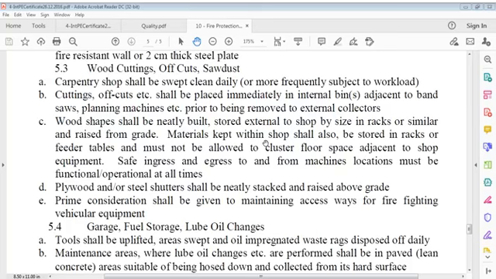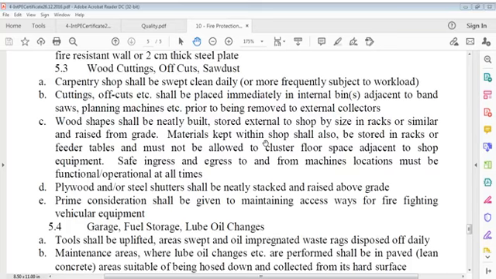So we can say, about wood cuttings, offcuts, sawdust: the carpentry shop shall be swept completely clean daily, or more frequently subject to workload, daily or half daily or 2 hourly, 4 hourly, depending on how much material or dust has been collected.